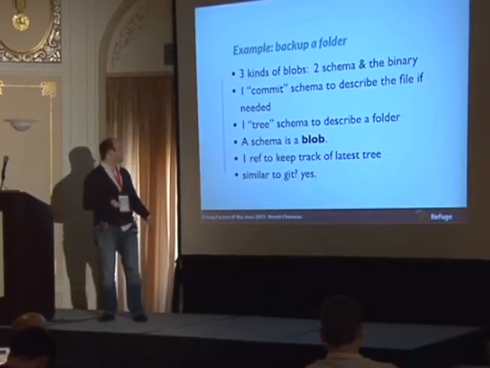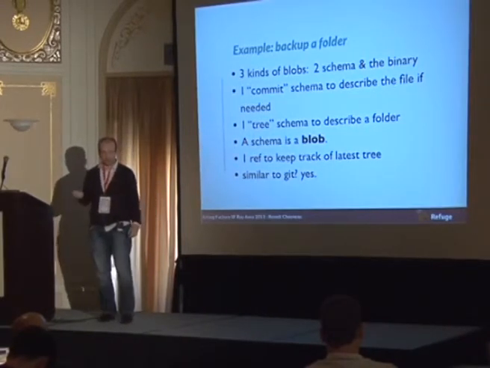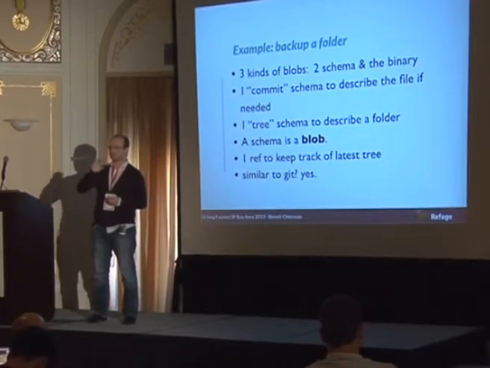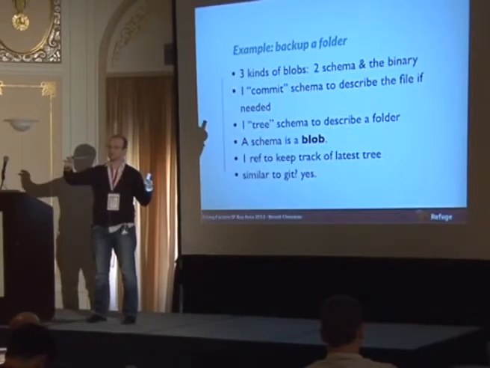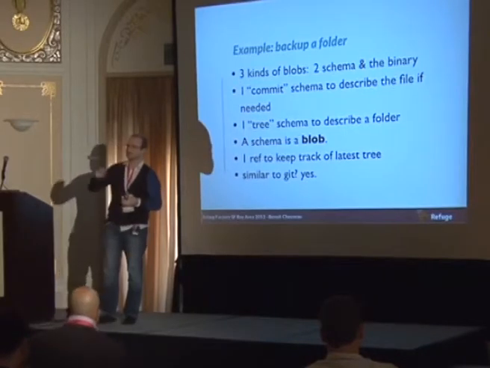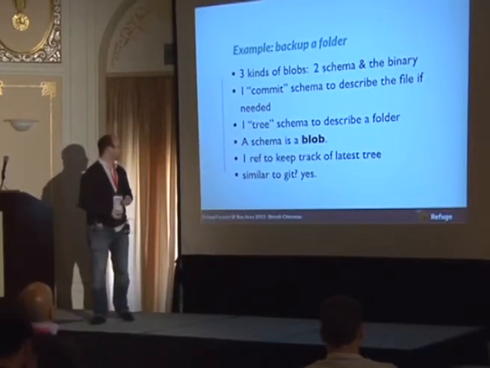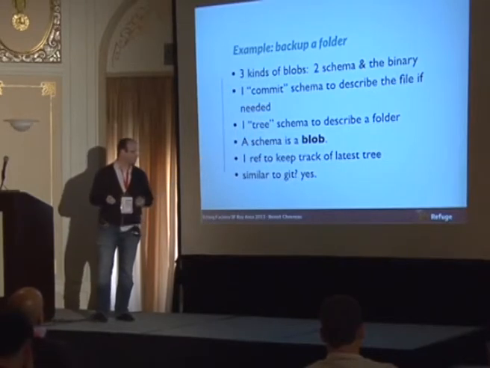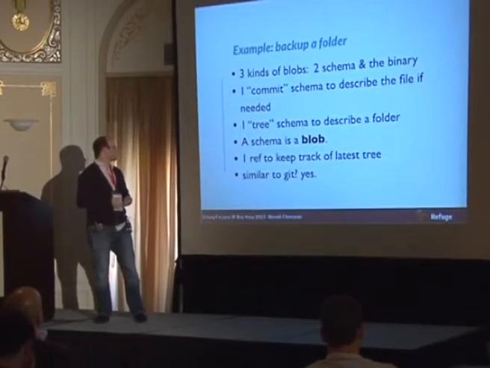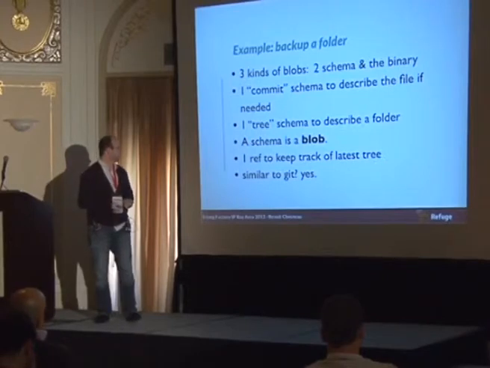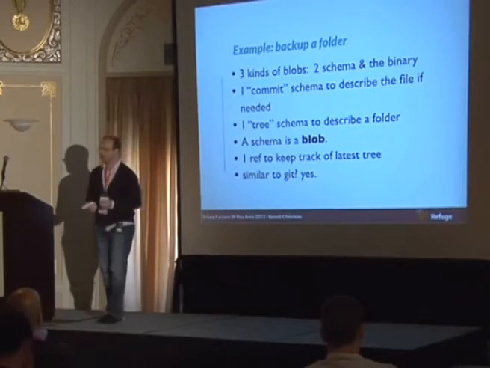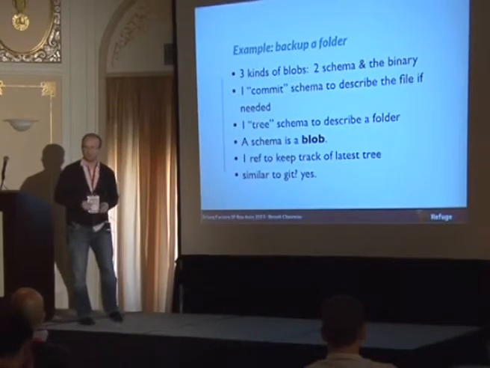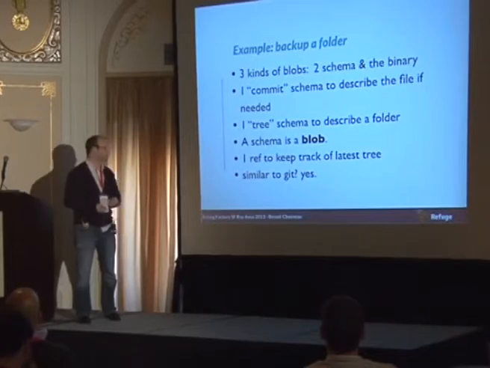blobs and other information. We have 1 tree schema that is storing the folder. So if you have multiple files, you're storing a list of files saying this is a file type, and if this is another folder, saying this is a folder. And these schema are blobs also, and you keep a ref to track the last tree. It's really similar to Git. In fact, this is Git. I just described how Git works today.